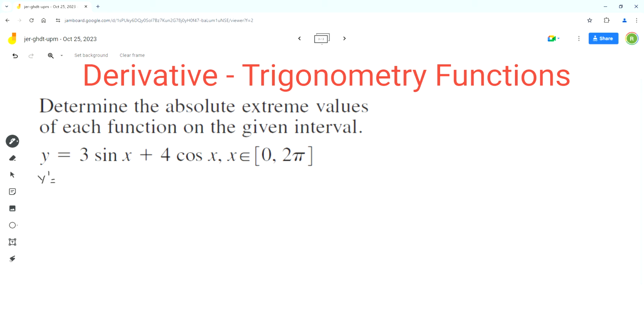In the first term, 3 is the coefficient of the term, so it will stay as it is, and the derivative of sine x is cos x. Now in the second term, 4 is the coefficient, so it will stay as it is, and the derivative of cos x is minus sine x. Now we can set the derivative equal to 0. Now 4 times negative sine x is minus 4 sine x.